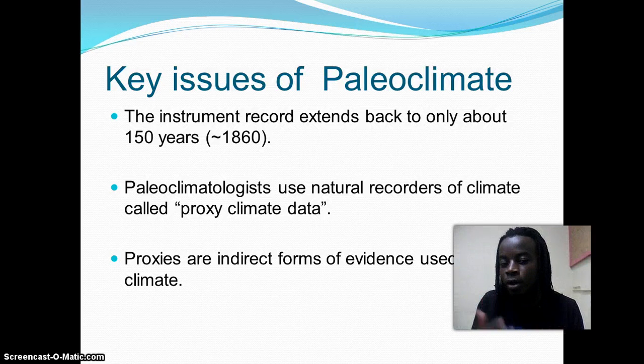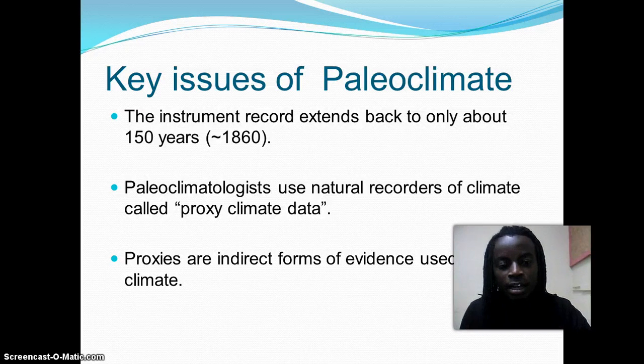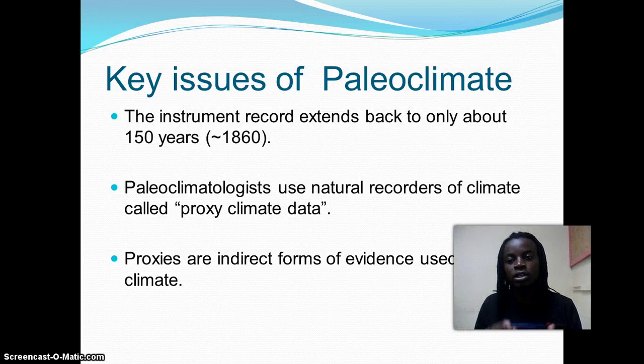Well, we need more and more evidence to say what has been happening before and how it happened. Proxies are indirect forms of evidence used to infer climate. Of course, we need something to study with, something to develop our studies from. We then have proxies, and we're going to go into proxies now.